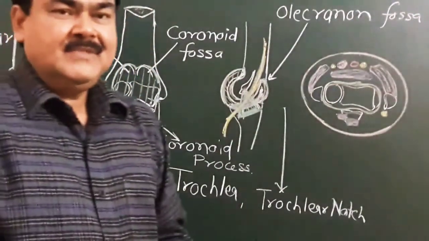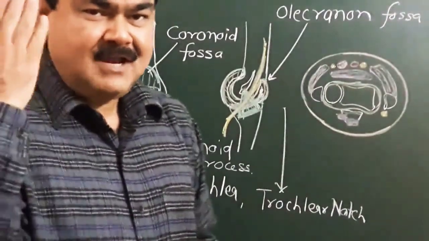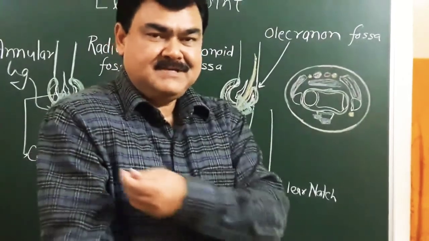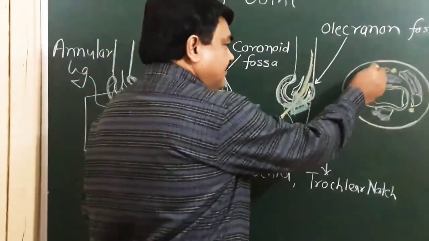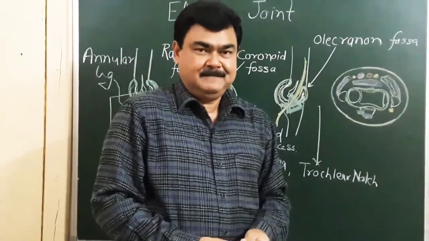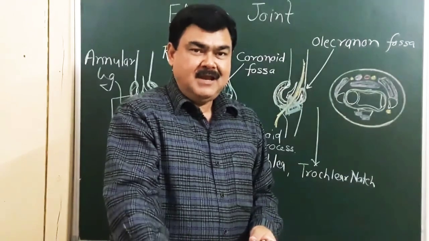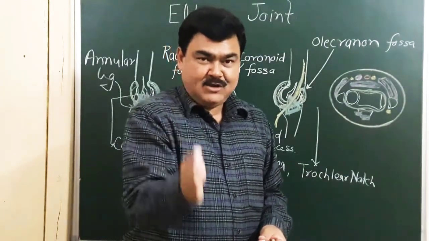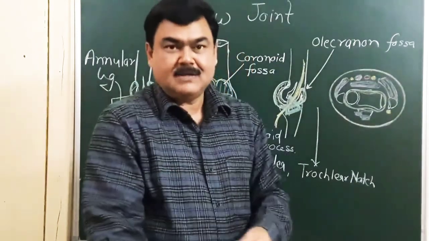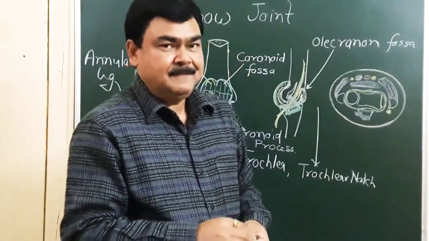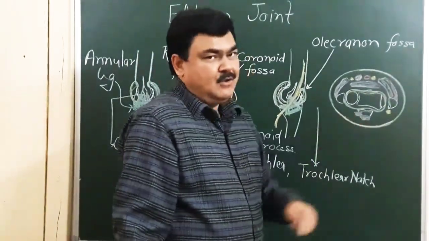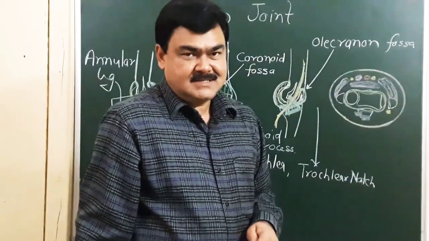Movements at this joint are flexion and extension. Flexors are biceps brachii and brachialis. These two are flexors of the elbow joint. And in the mid-prone position, brachioradialis is also a flexor of this joint. Extensors are the muscles of the posterior compartment, that is triceps and anconeus. These are extensors at this joint.